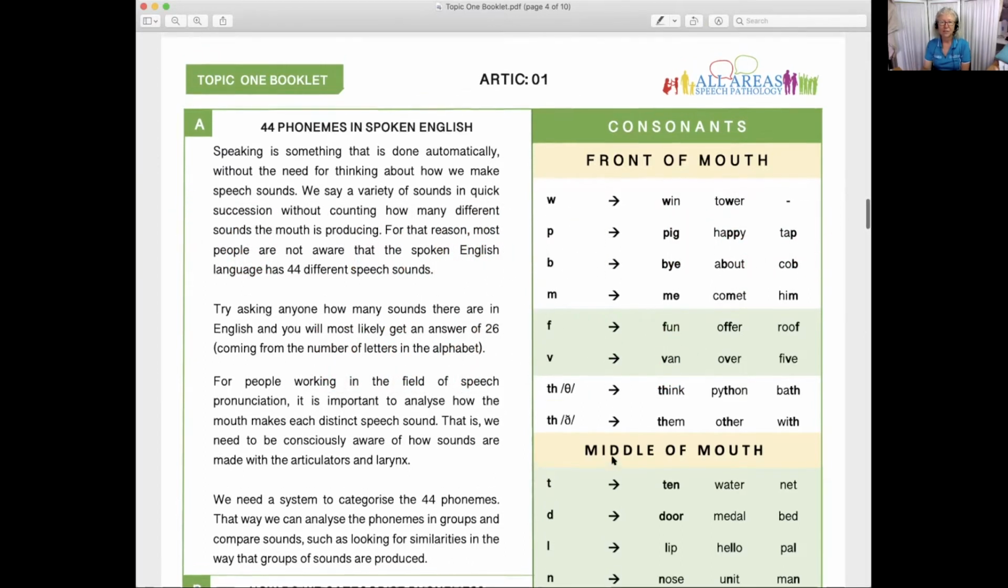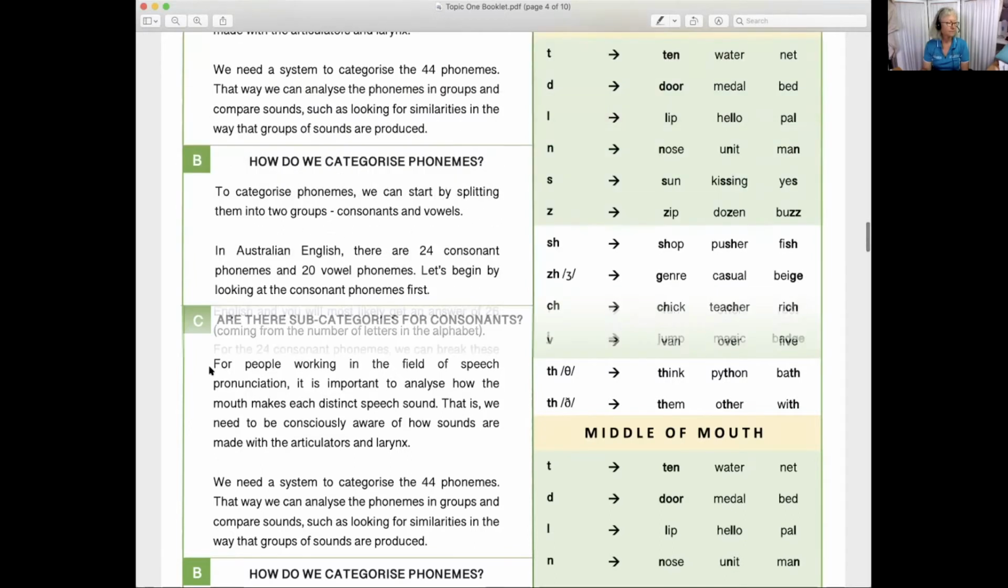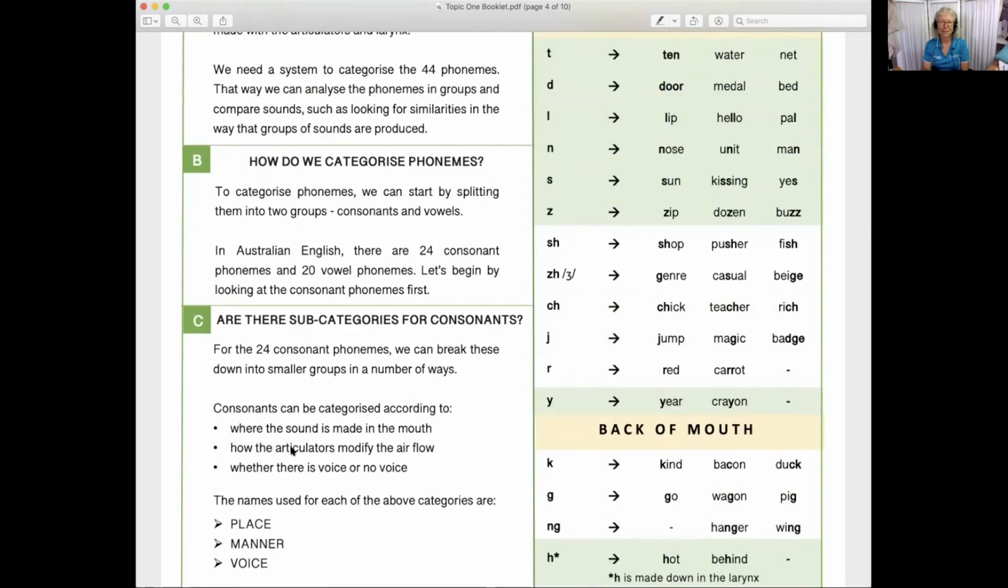Down to the 3rd paragraph, for people working in the field of speech pronunciation, like a speech pathologist, or like yourself, if you're helping children and you're listening out for speech sounds, we need to analyse how the mouth is making each of those distinct speech sounds. How are we making each of those 44 phonemes? And so we need a system to categorise the 44 phonemes.